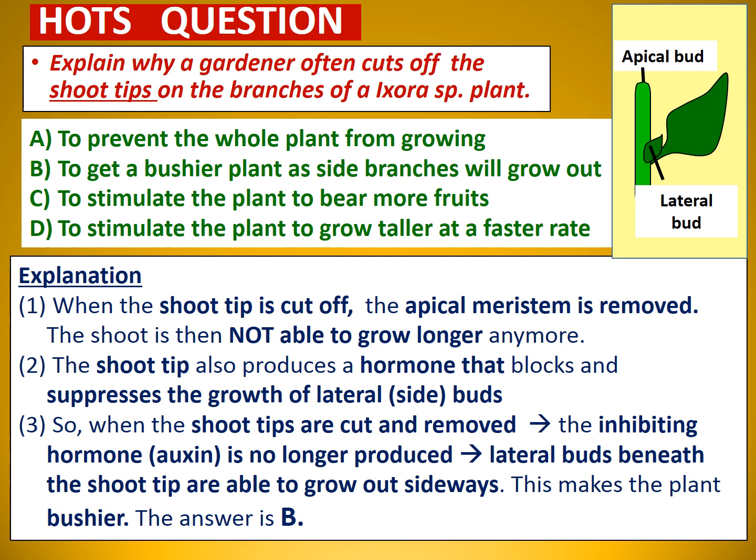But once the apical bud or the shoot tip is removed, this hormone is no longer produced, and so the lateral buds can now grow out sideways to produce side branches of the plant. This will make the plant bushier and better looking in appearance. So the answer is B.